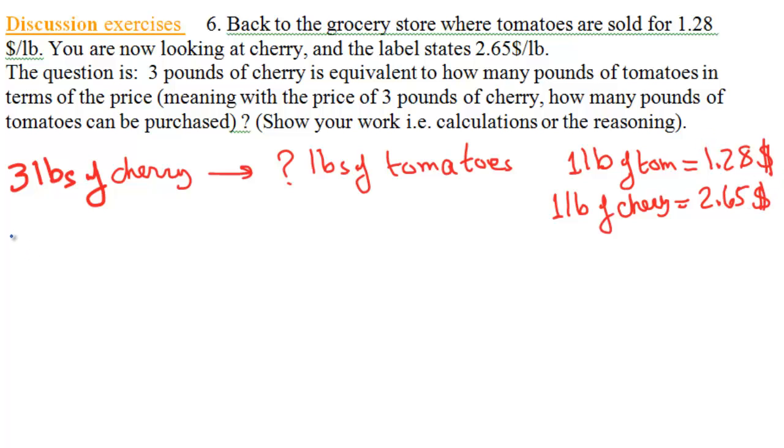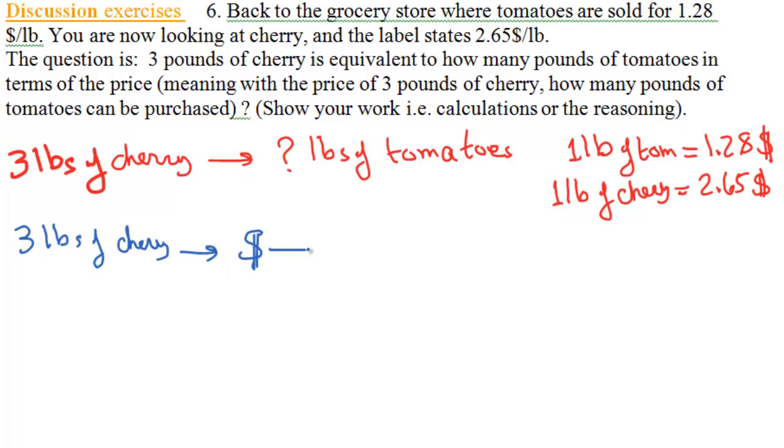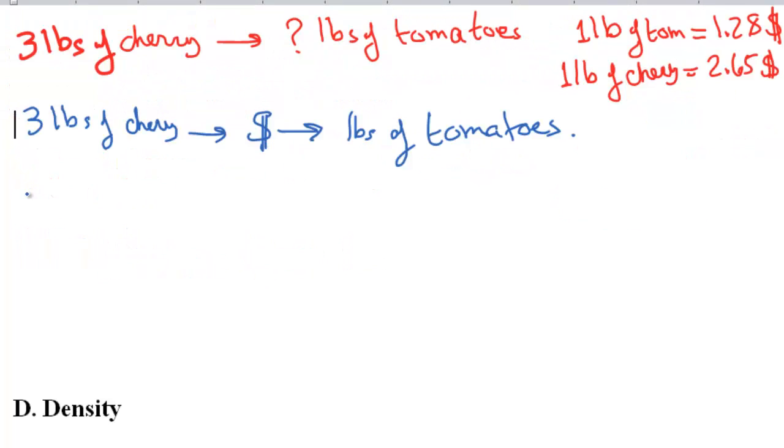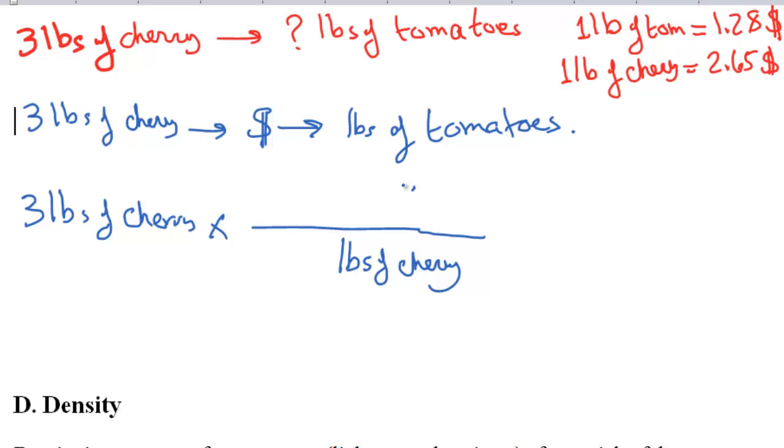So now to do the conversion, we have to go through an intermediate step. We have to convert the 3 pounds of cherry to dollars, and then after that we have to convert the dollars to pounds of tomatoes. Okay, so go ahead and set up the equation. It's 3 pounds of cherry times the conversion factor that will change pounds of cherry to dollars. So we have to have pounds of cherry in the denominator and the dollar in the numerator, times the conversion factor that will cancel out dollars and give us the answer in pounds of tomatoes.